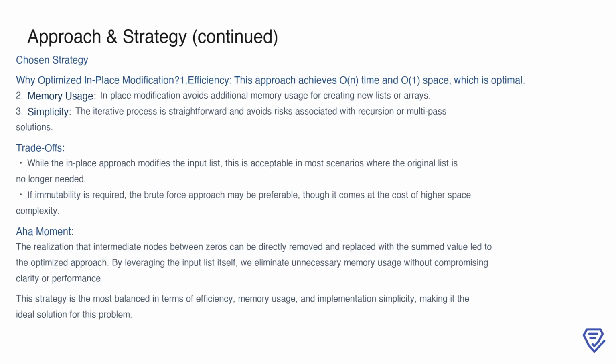The key insight here is that intermediate nodes between zeros can be directly replaced with their summed value, eliminating redundancy and simplifying the process. This realization makes the in-place modification strategy the most balanced solution, combining efficiency, memory optimization, and simplicity into a single cohesive approach.